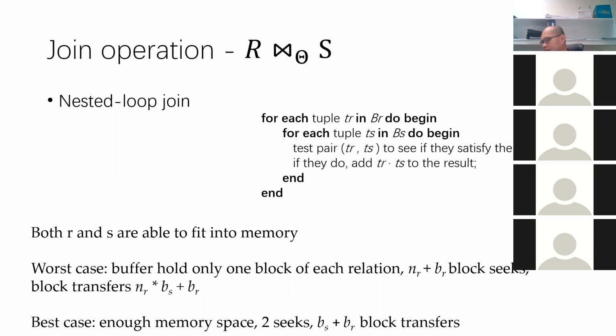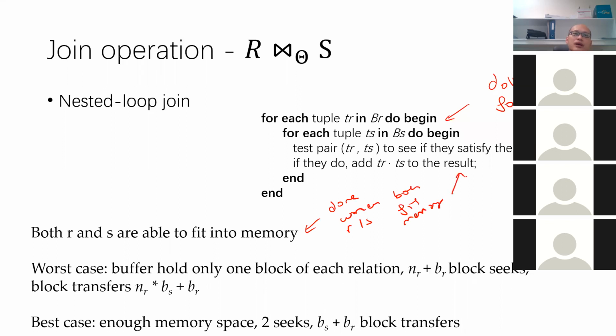So the first scenario that occurs is the nested join. This is the base scenario, where essentially it is really like a double for loop. You normally do this when both R and S are able to fit into memory. So this is done when both R and S fit.